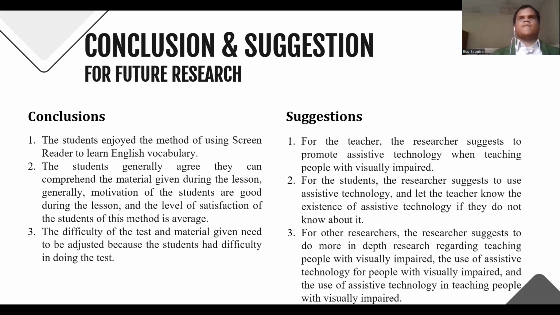And for the students, this researcher suggests to use assistive technology and tell the teachers if they don't know about it, because in my experience there are still many teachers who don't know about assistive technology. And for other researchers, this researcher suggests to do more in-depth research regarding this topic: visual impairment, assistive technology, and the use of assistive technology to help visually impaired students learn language, such as foreign language or second language.